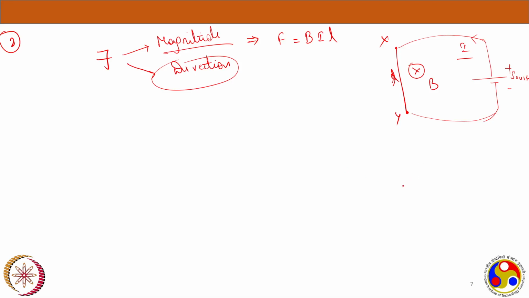Now I'm drawing the left hand rule here. This is my thumb, and this is my forefinger, and this is my middle finger. I'm just noting the notations here. If my forefinger denotes the direction of B, and if my middle finger denotes the direction of current, this particular thumb will denote the direction of the force.